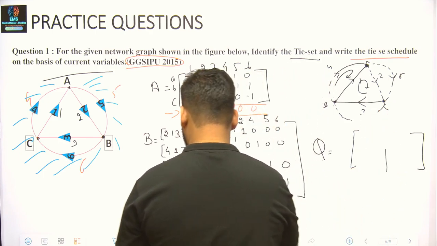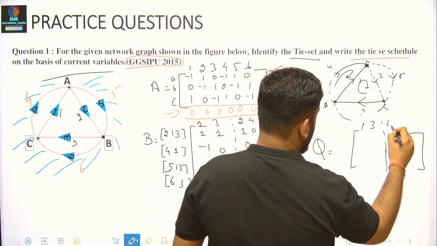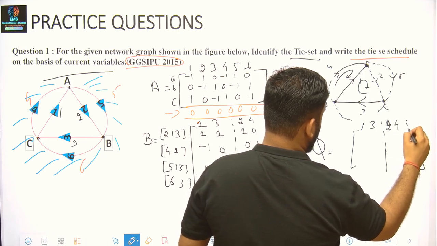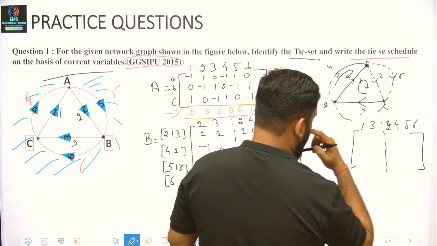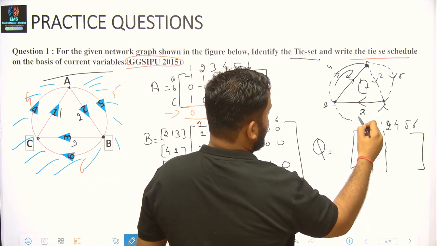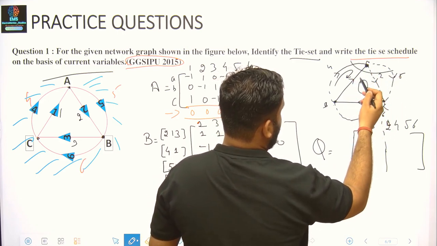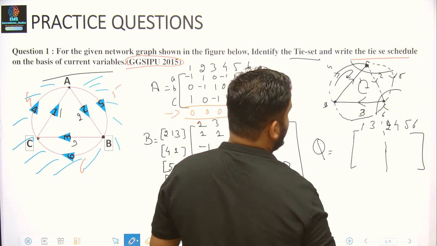1, 1, 3, 2, 4, 5, 6. Okay. So we just have 2 twigs. So we'll be requiring only 2 cut sets. So 1 at this point, it requires only 1 at this point.